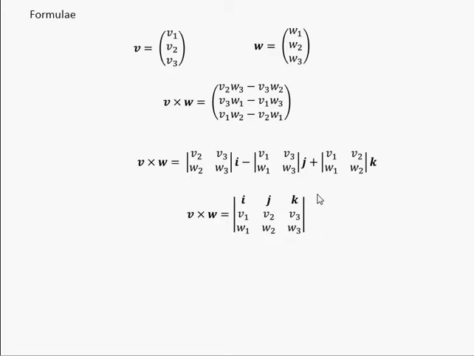It's the determinant of the i, j, k vectors, and the i, j, k vectors are in the first row of the determinant, and then we've got the first vector going horizontally across, and the second vector as well, horizontally across. That's the hard thing to remember, that these vertical column vectors become the rows of the matrix determinant here. So this is the best formula to remember.